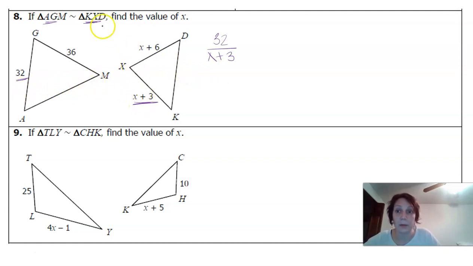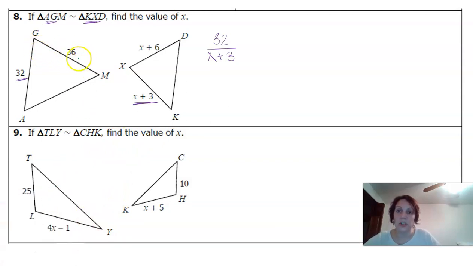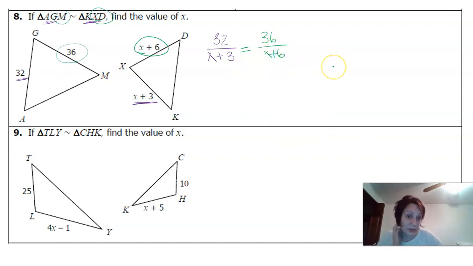So what we're doing now is we're taking the sides that match up and putting them in a ratio. Here we have side GM. GM is 36, and as you can see in the name, GM is the last two letters. So the last two letters over here is XD. So I know that 36 and x plus 6 must belong in a ratio together. And since I know they're similar, I know those ratios are equal.